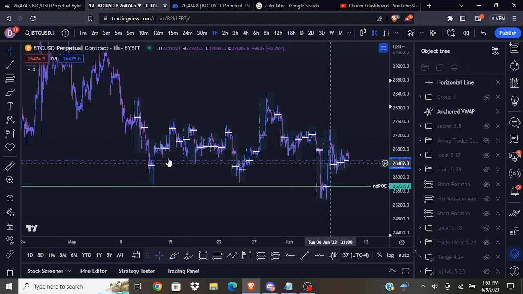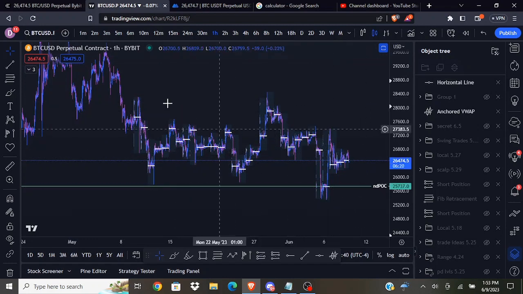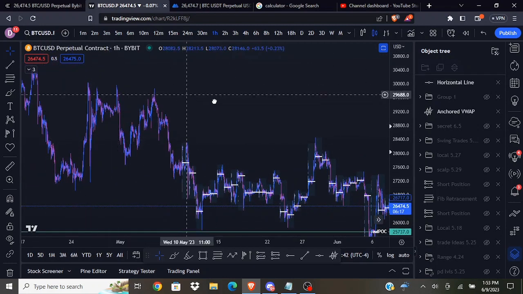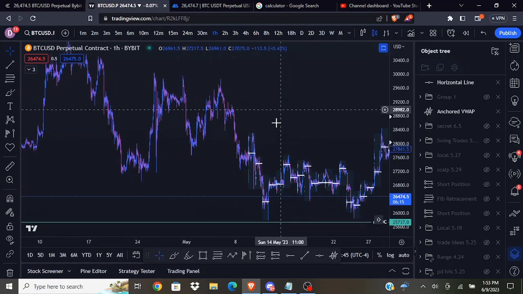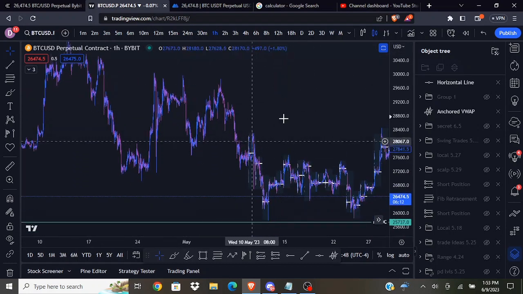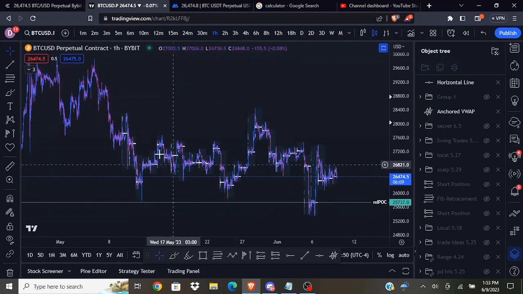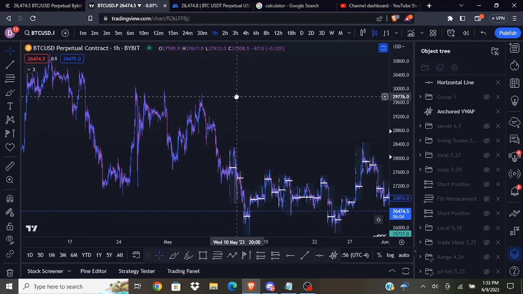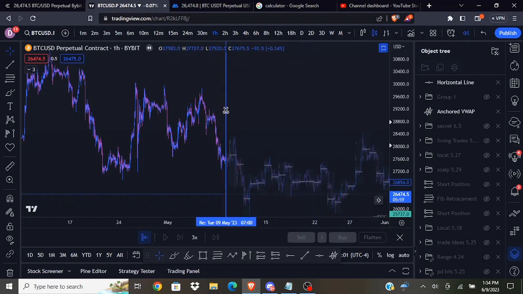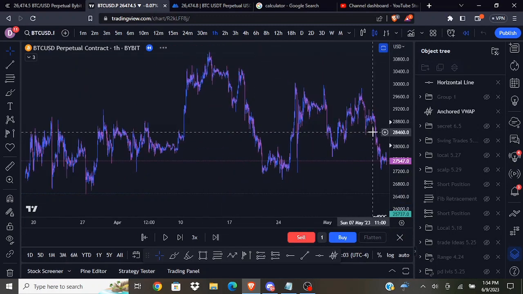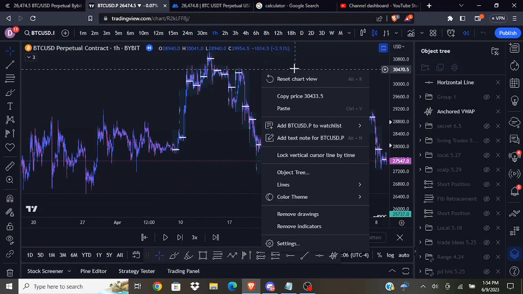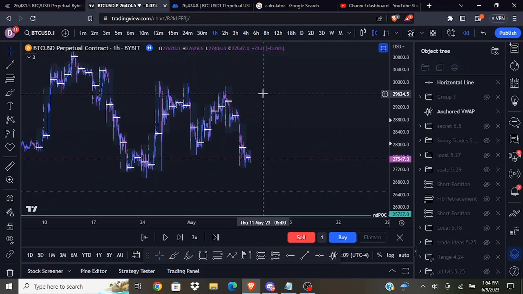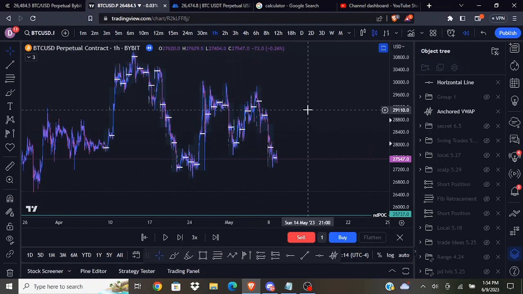So since there are no ndPOCs really to mark out here other than this one, we could go back farther and look for some back here, but you'll notice that the tool ends. It only prints a certain amount of daily value areas before it stops, so the tool only goes back a certain amount of time. But there is a fix to this. If you use the bar replay tool, you can go back in time, and then it will print a bunch more daily value areas.